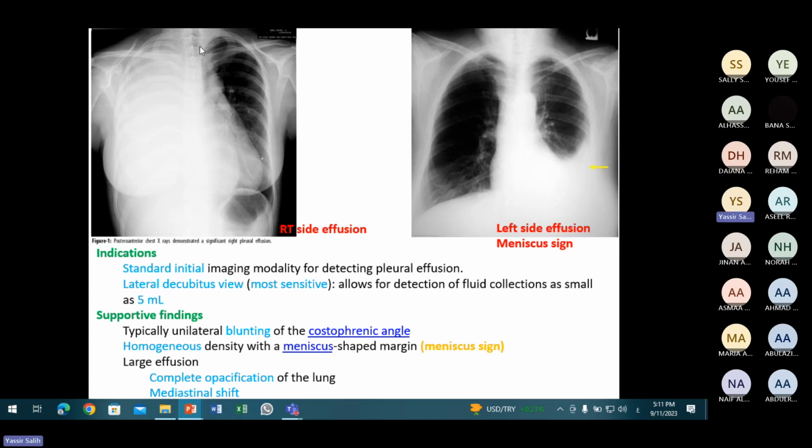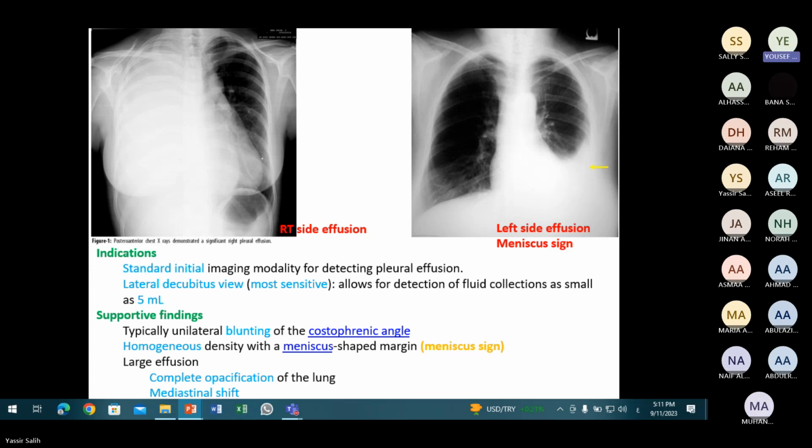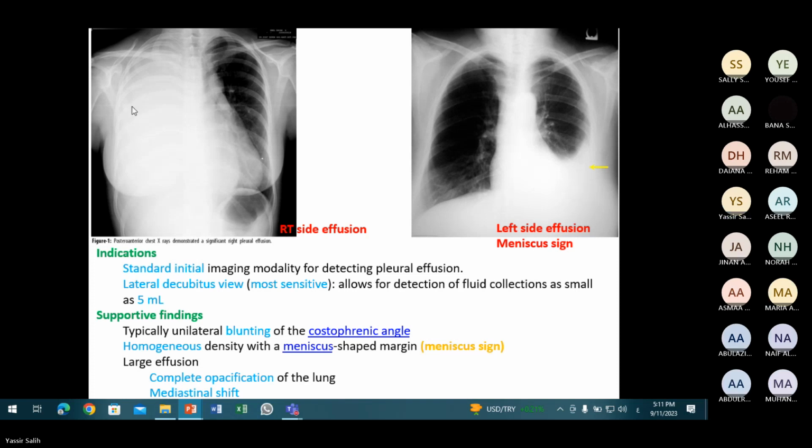So my question: is there evidence of air bronchogram or not? Is air bronchogram seen within the opacification? No, there is no air bronchogram. As we agreed, air bronchogram means we have a streak line, a lucent line within the opacity. But there is no air bronchogram.